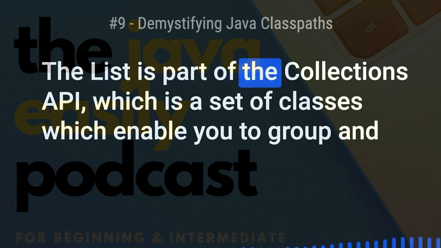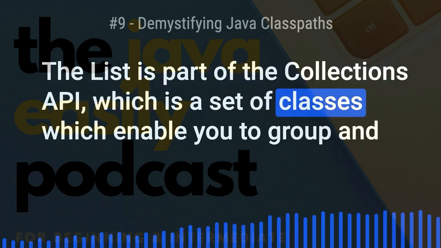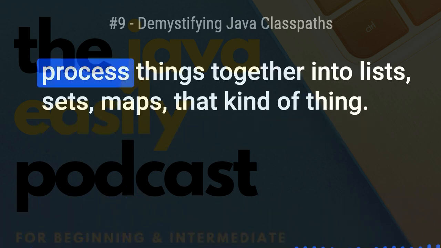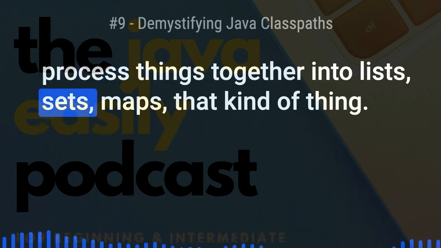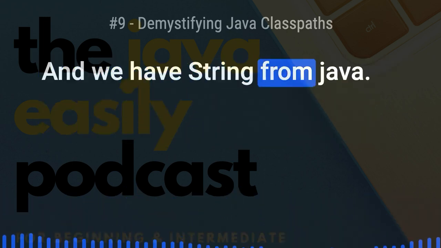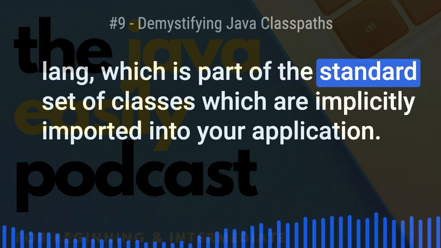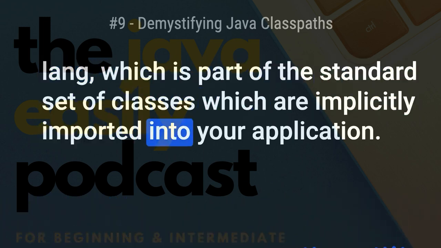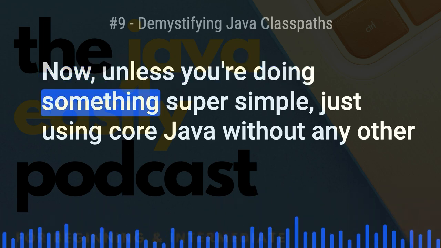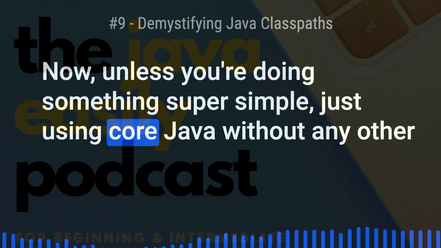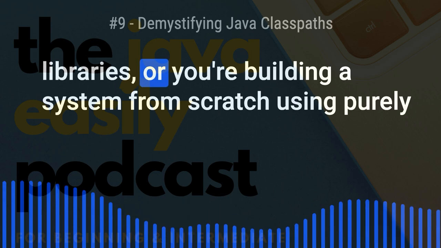The List is part of the collections API, which is a set of classes which enable you to group and process things together into lists, sets, maps, that kind of thing. And we have String from java.lang, which is part of the standard set of classes which are implicitly imported into your application.